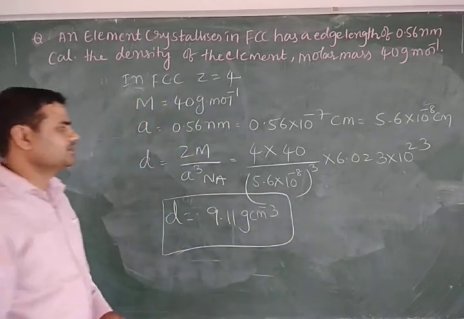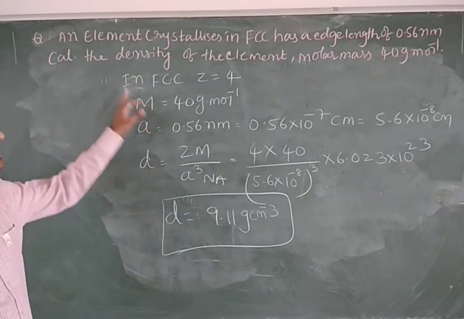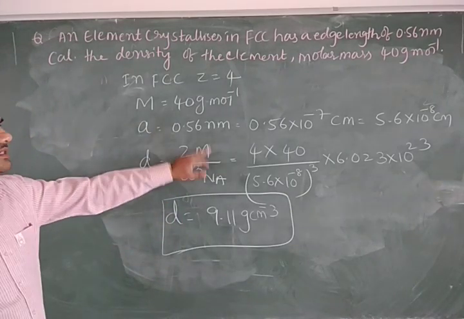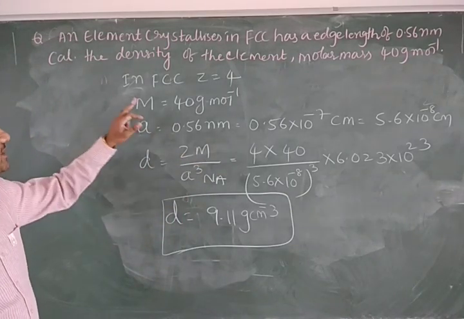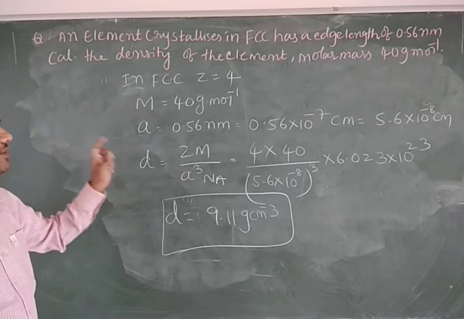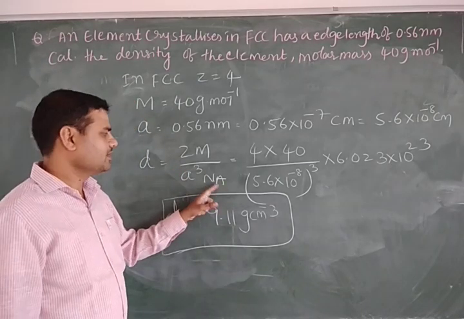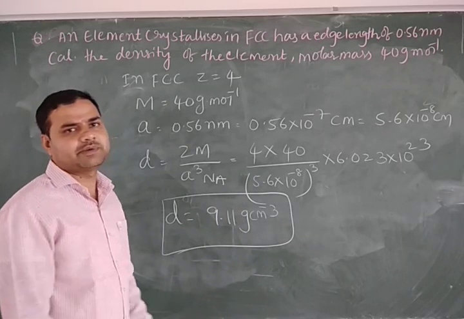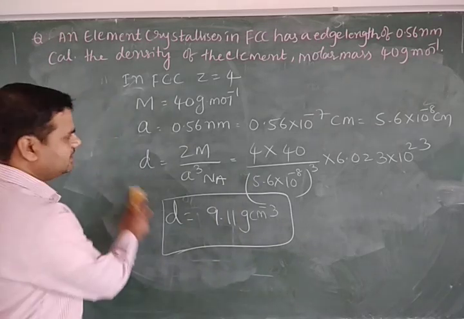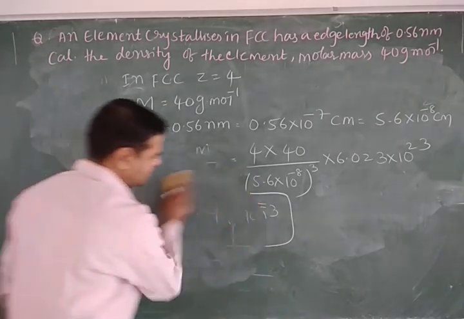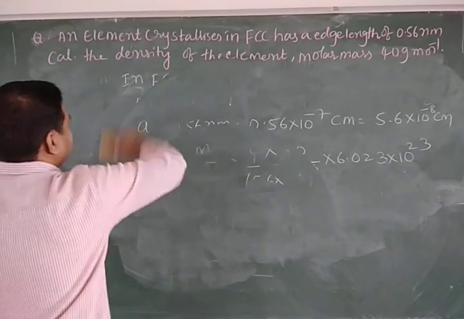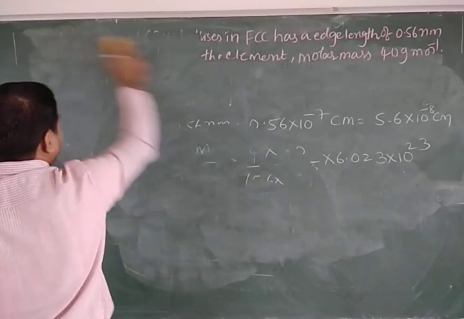In this question I took the Z value as 4 because it is FCC. Molar mass is given already, edge length is given, but we changed the edge length from nanometer to centimeter. And Na is the Avogadro number 6.023 into 10 power 23. Like this you can solve this question. Similarly, I can solve one more question like this.